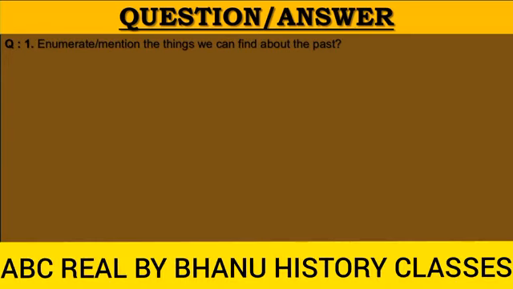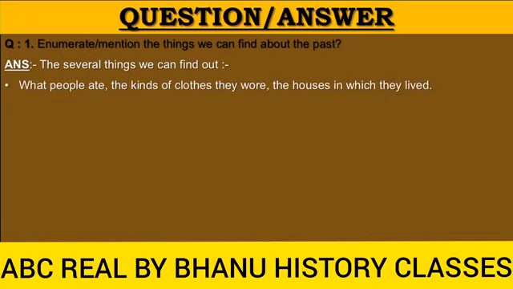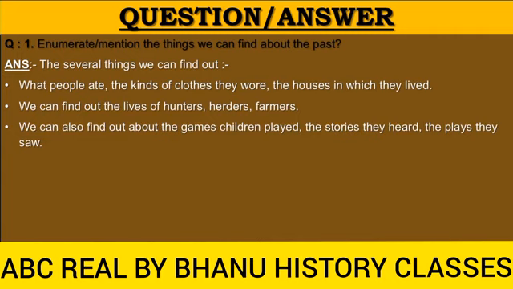Question and answer. Question number 1: Enumerate, mention the things we can find about the past. Answer of this question is the several things we can find out. First, what people ate, the kinds of clothes they wore, the houses in which they lived. Second, we can find about the lives of hunters, herders, farmers. Third, we can also find out about the games children played, the stories they heard, the plays they saw.